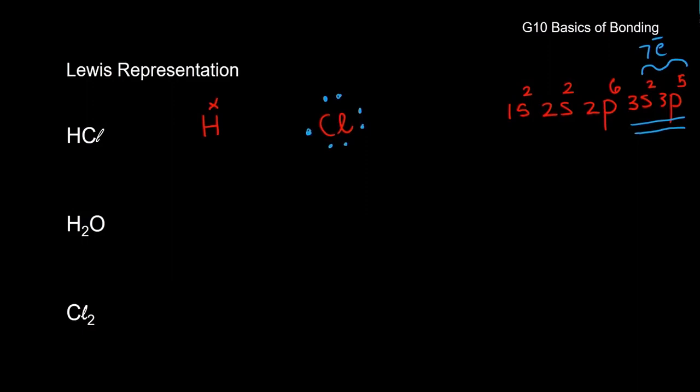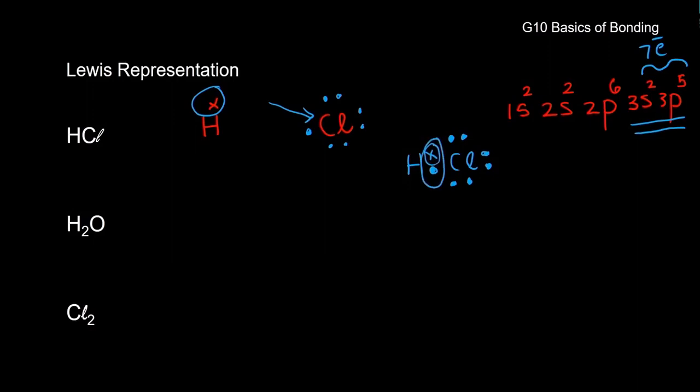Now, this hydrogen is going to overlap with this gap. You can see this gap over here. So how am I going to write it? I'm going to write it like this. H cross, there's my electron, dot, chlorine, dot, dot, dot, dot, dot, dot. Can you see that? 1, 2, 3, 4, 5, 6, 7, and there's the overlap over there. You can see it's overlapping there.